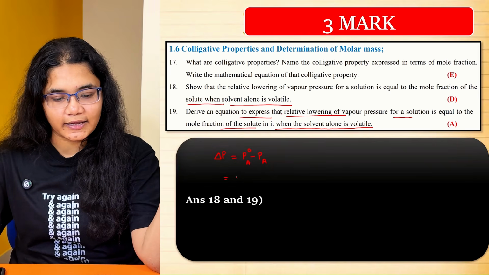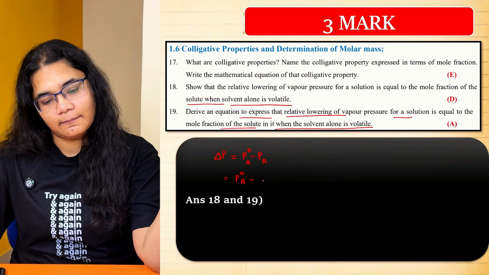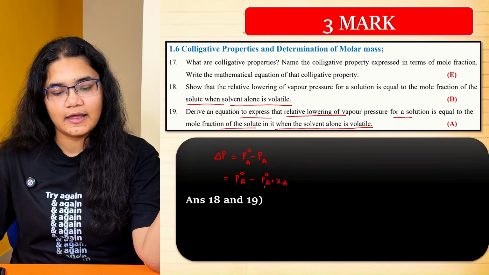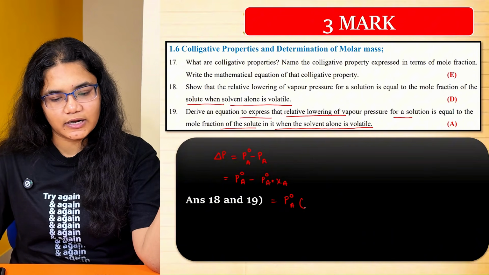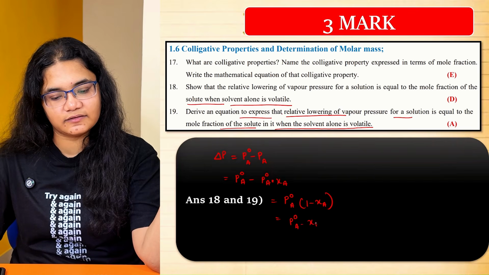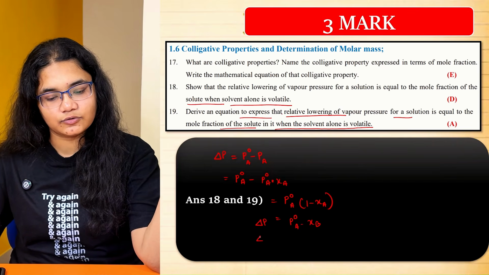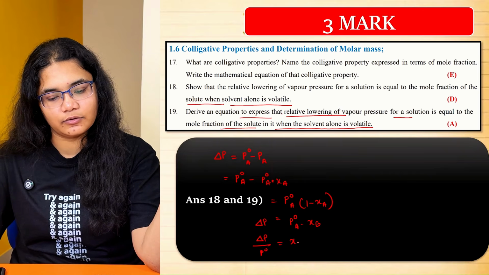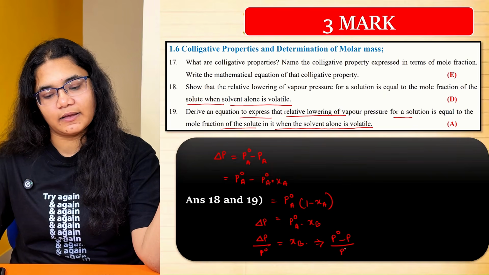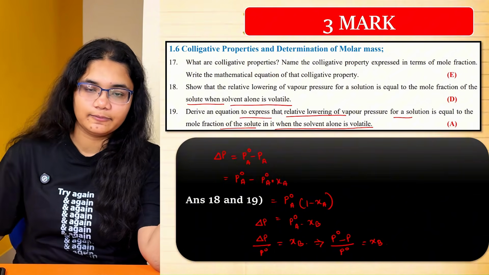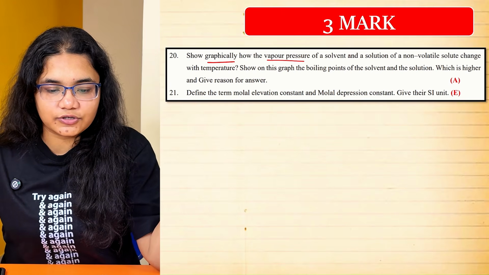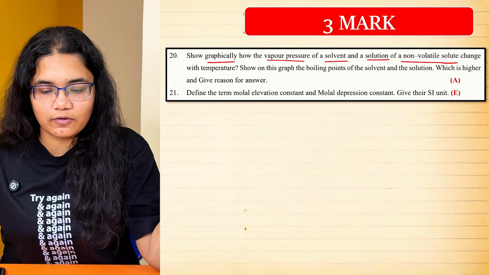Now from Raoult's law, I can write P naught A minus PA, where PA can be written as P naught A into XA. Right? Now from here, can I take P naught A common? So I'll get 1 minus XA, right? And you know 1 minus XA is nothing but XB, and here I have delta P, right? So delta P by P naught is equal to XB. Or if I just expand this delta P, I'll get (P naught minus P) by P naught is equal to XB.